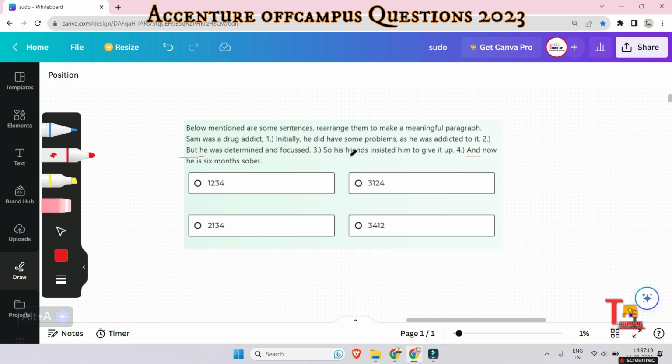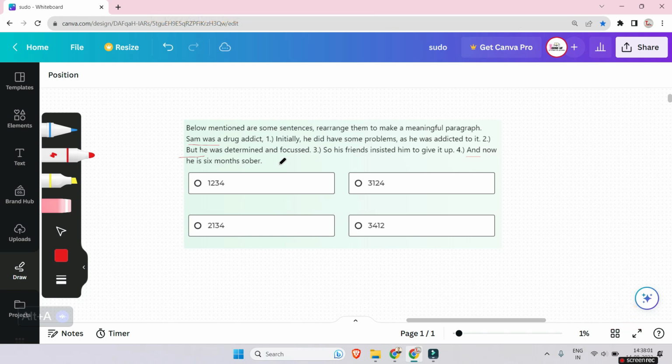So let's start. The sentence: Sam was a drug addict, so his friends insisted he give it up. Initially, he did have some problems as he was addicted to it, but he was determined and focused, and now he is six months sober. This sounds good, right? So I think this should be the last question and the end of the session.